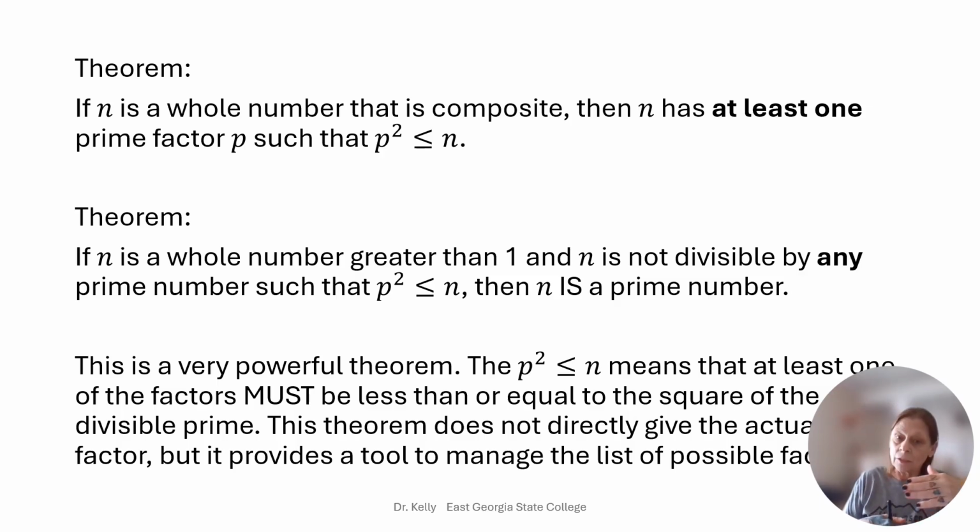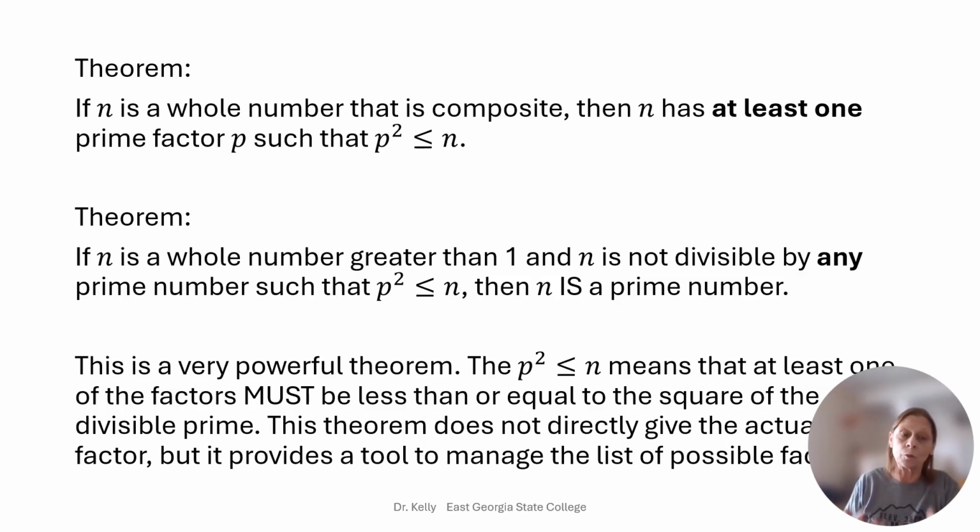And that brings us to a second theorem, and the second theorem says if n is a whole number greater than 1 and n is not divisible by any prime number p such that p squared is less than or equal to n, then n is a prime number. In other words, if you check all of the possible primes that fit the criteria of p squared less than or equal to n, and you find none of those numbers work, there's no reason to try any other numbers, it means that you have completed the list.